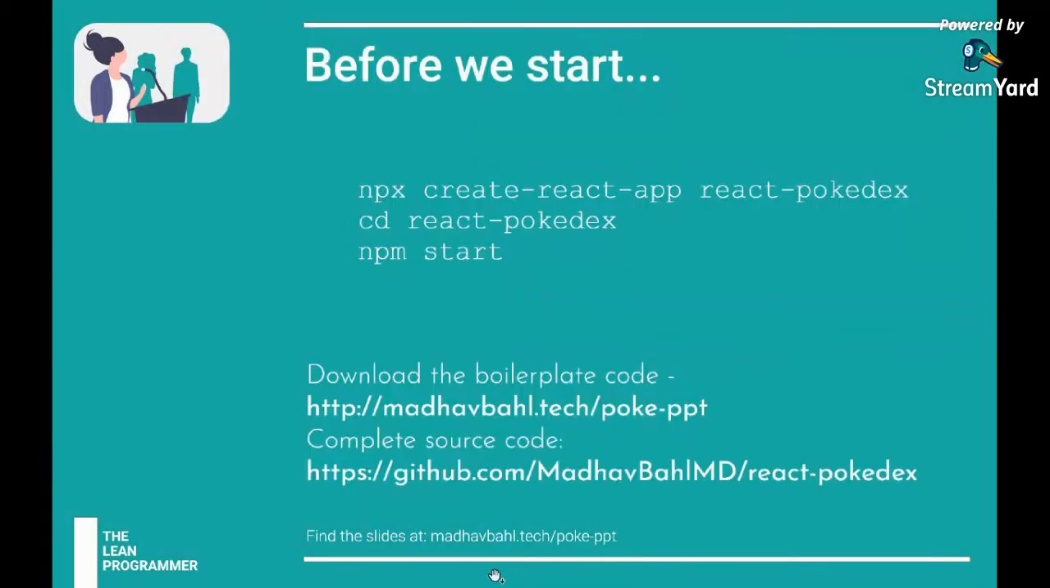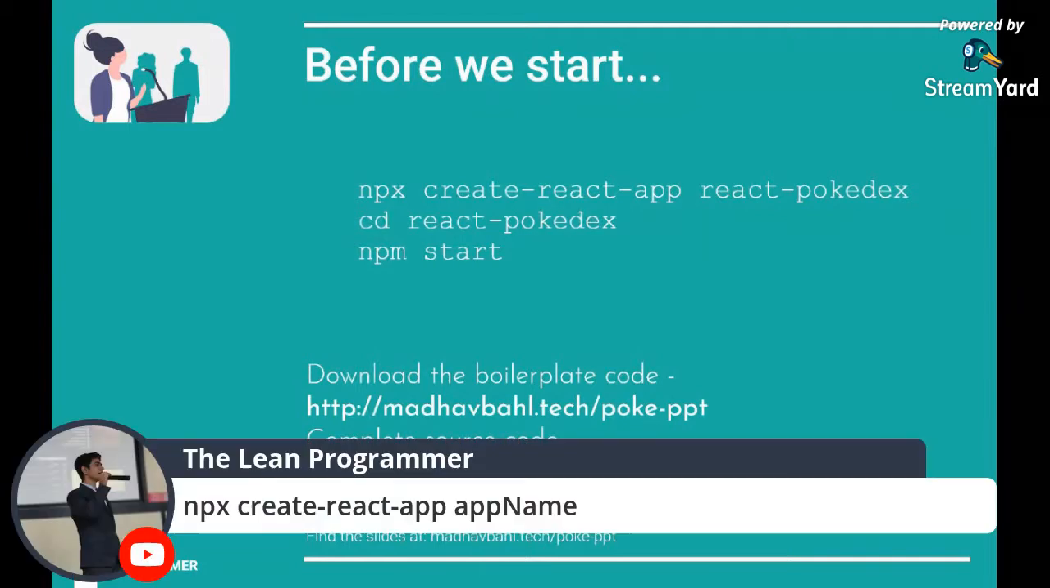All right, so before we start, again, this boilerplate code link does not work. What was the command? Hey Aryan, I'll just write the command right now once again in the chat section: create React app and app name. Okay, so this was our command. All right, so it's written here as well: npx create-react-app react-pokedex.